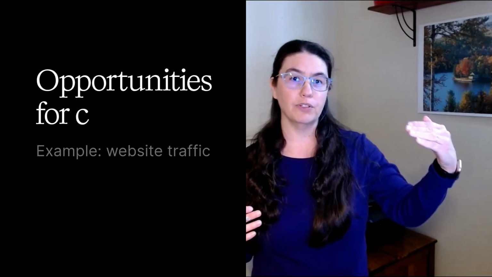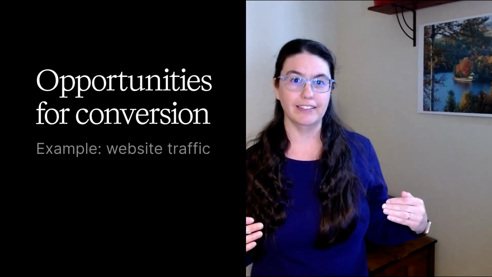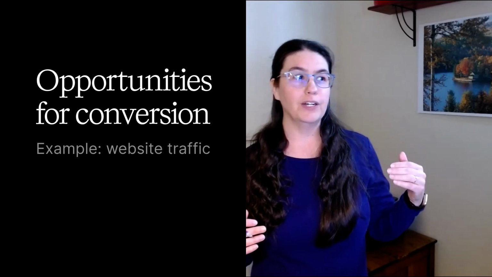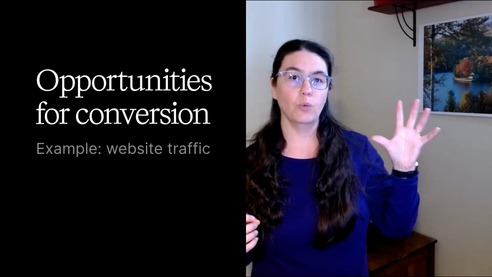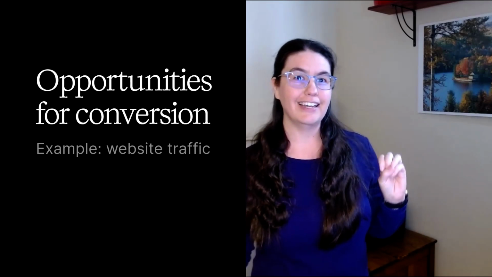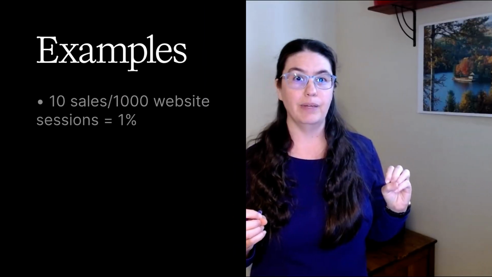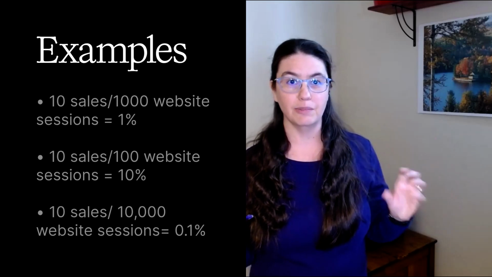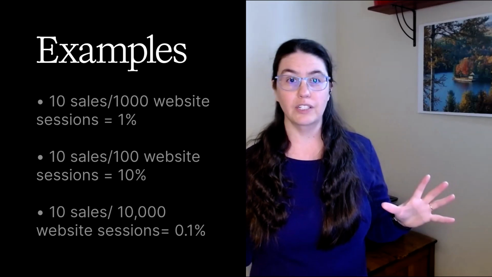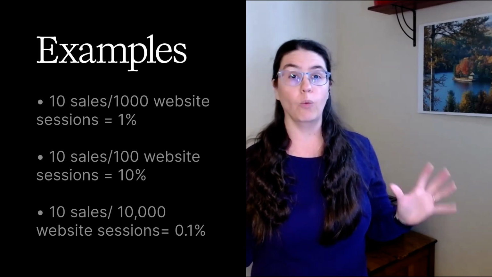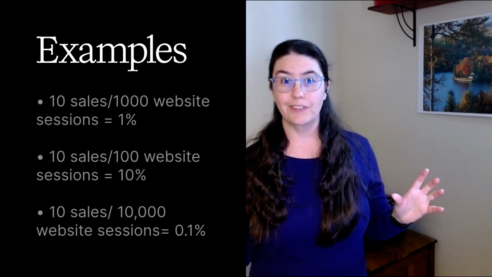The second part of this is how many opportunities for that thing to happen were there. So if we had a certain number of sales, how much website traffic did it take to get that number of sales? And maybe it's 10 sales, maybe it took 1,000 people. That's 1%. If you had 10 sales and it only took you 100 people at 10%, wow, that's pretty cool.